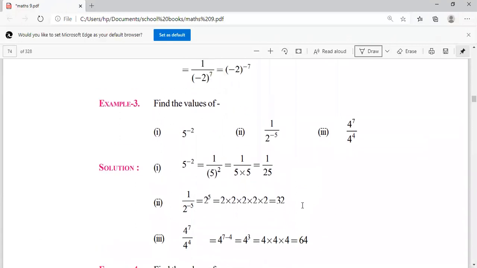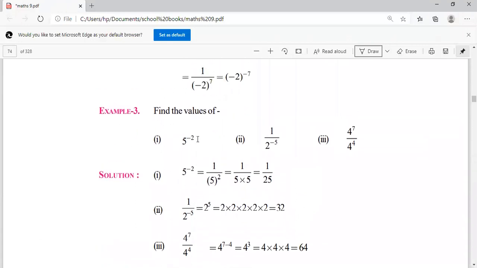Now we can find the values in the same way. Here it is written 5 to the power minus 2. Okay, 5 to the power minus 2 is there in the first question. So 5 to the power minus 2 can be written using the formula a to the power minus m is equal to 1 upon a to the power m. Using that formula you can write 5 to the power minus 2 as 1 upon 5 square. So 1 upon 5 square will be 5 into 5, that means 1 upon 25. So this will be your final answer. In the same way you can find out the values of the other questions also.